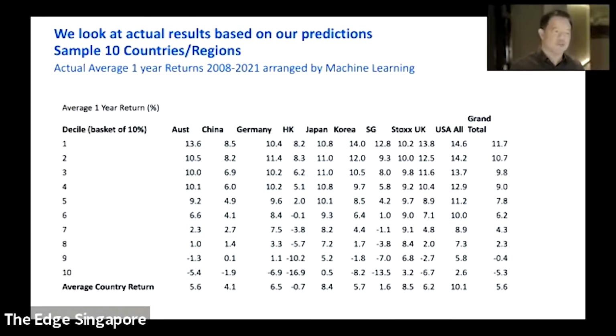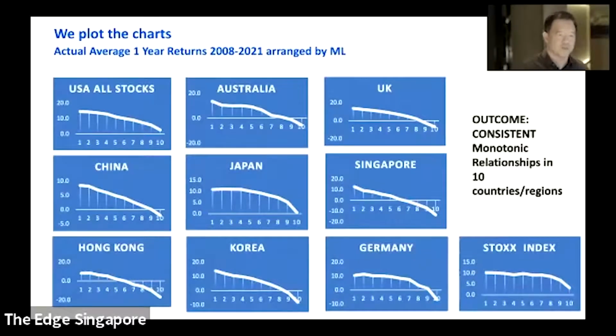These are actual average 1-year return from 2008 to 2021. So that's about 13 years. So we break down the universe of stocks per country into 10 baskets. That's why I call it decile. Decile is just 10% of the universe of stocks per country. And then we calculate the grand total return for that 10% versus the average country return, which is at the bottom, right?